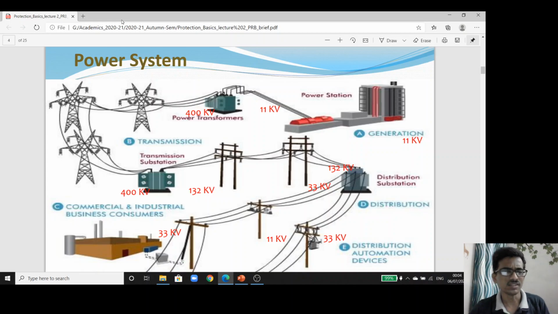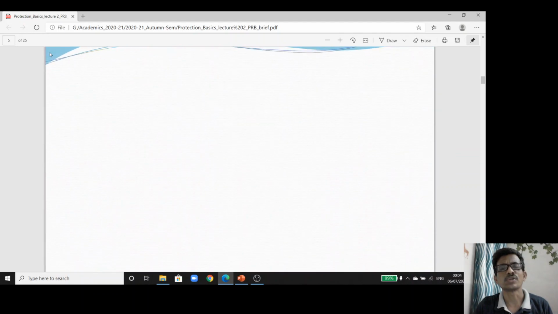Now the next point is why we need to provide protection to the power system. The question is why we need to provide protection to the power system. Why is it required?